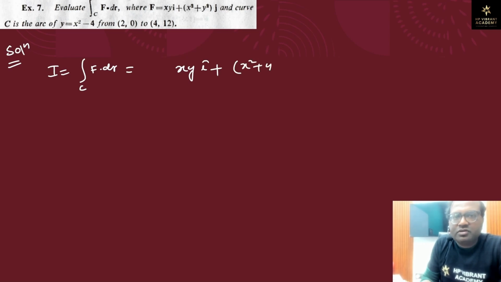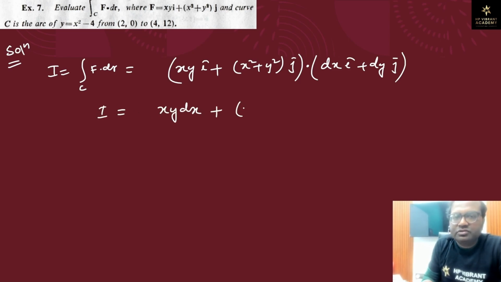Evaluate the integral of f dot dr where f is given by xy i cap plus x square plus y square j cap, and the curve C is the arc of y is equal to x square minus 4. How we can solve this? We have the integral I as f dot dr along the curve C. So this is equal to xy i cap plus x square plus y square j cap dot product with dr, which is dx i cap plus dy j cap. So this will be equal to xy dx plus x square plus y square dy.